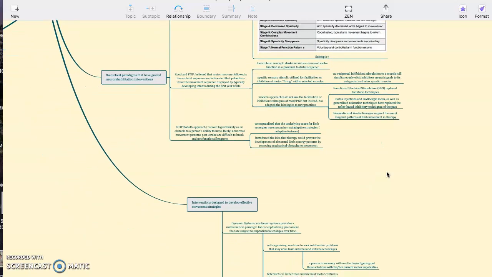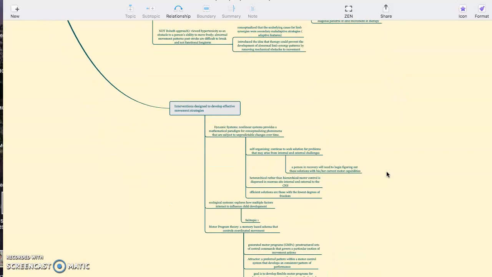Finally, we have NDT, or the Bobath approach, which viewed hypertonicity as an obstacle to a person's ability to move freely. Abnormal movement patterns post-stroke are difficult to break and are not functional long-term. They conceptualized that the underlying cause for limb synergies were secondary maladaptive strategies, or adaptive features. They introduced the idea that therapy could prevent the development of abnormal limb synergy patterns by removing mechanical obstacles to movement.